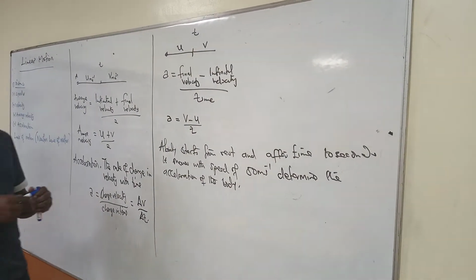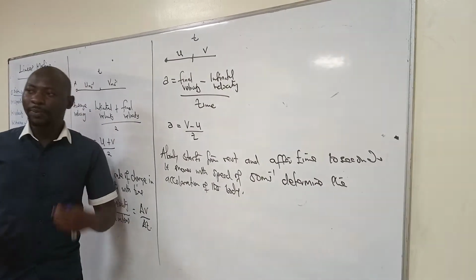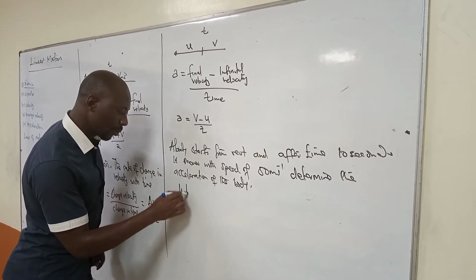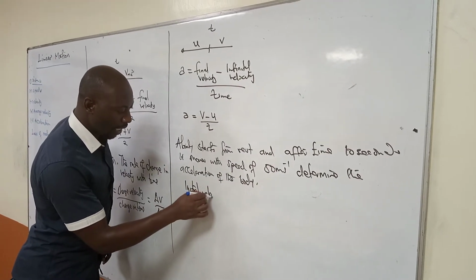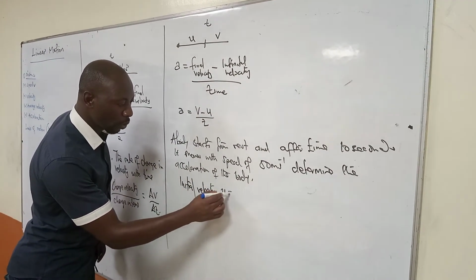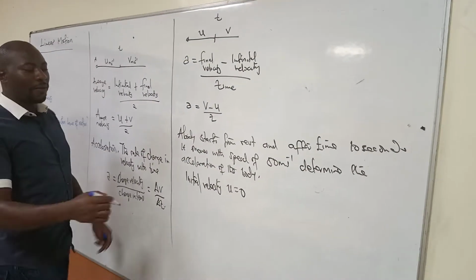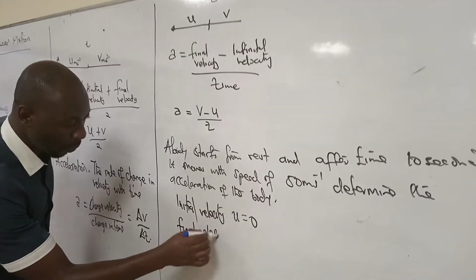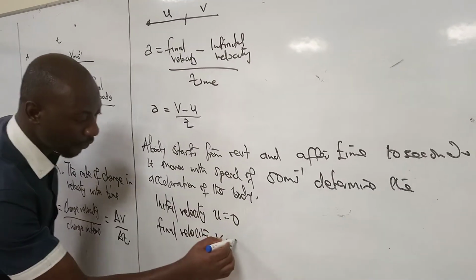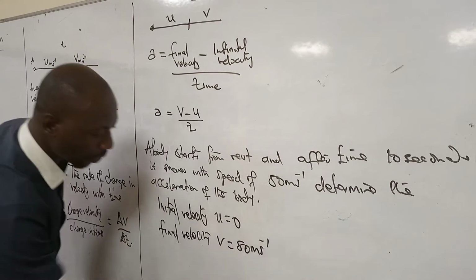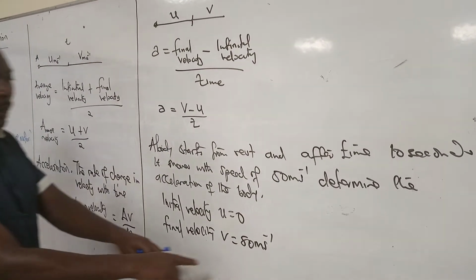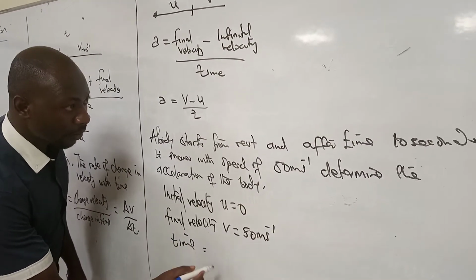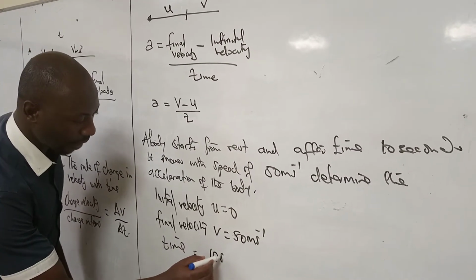This body starts from rest. When it starts from rest, at rest point the body is not moving, meaning that the initial velocity, which we have denoted with u, is equal to 0. And our final velocity, which we denoted with v, is now 50 meters per second. And it happens to be moving at 50 meters per second after a time which is 10 seconds.